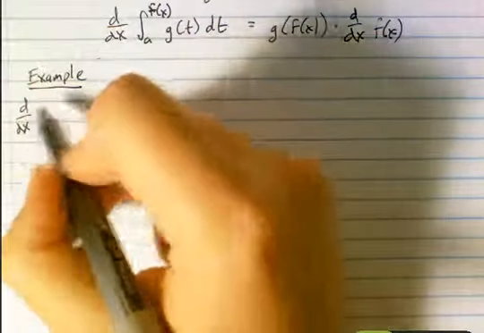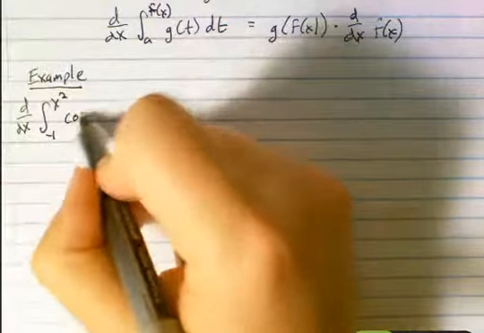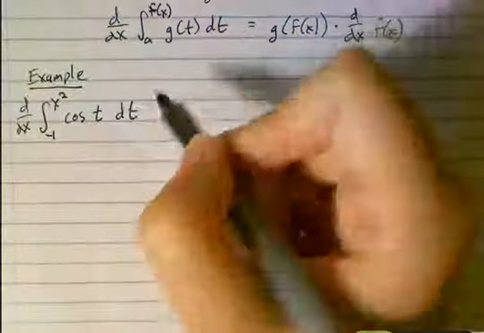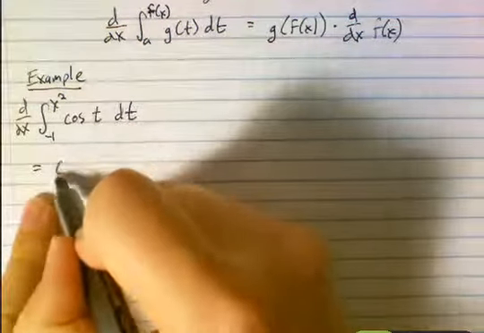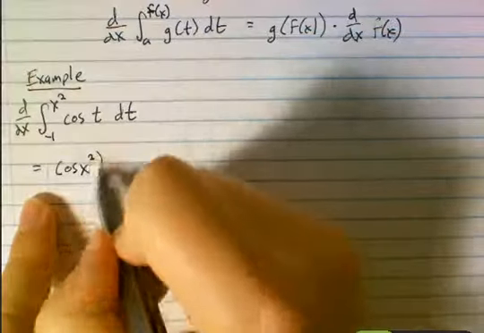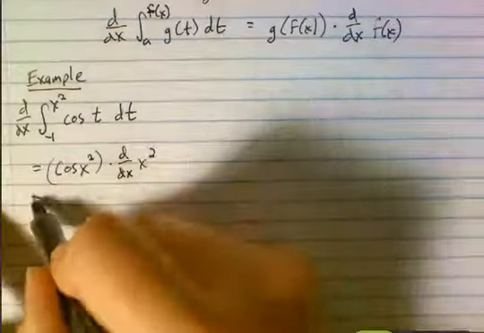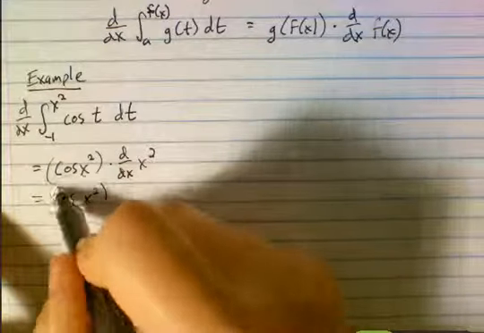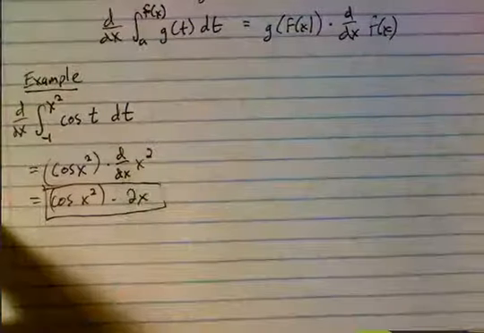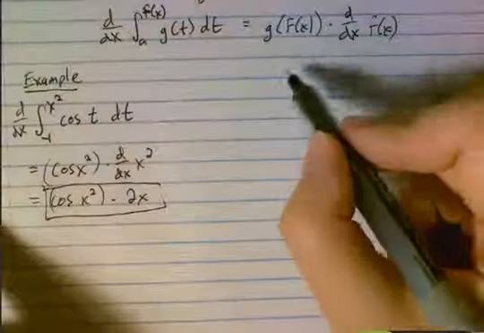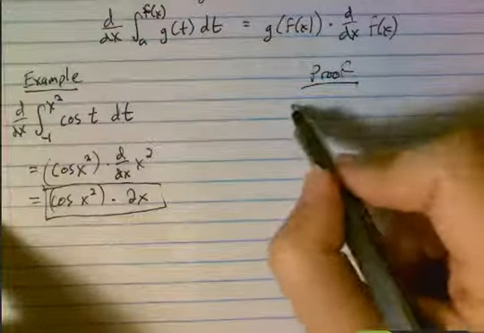Let's say we're taking the derivative of the integral from -1 to x squared of cosine t dt. Just applying this rule, we substitute the variable bound in like we were doing earlier. Then we multiply that whole thing times the derivative of x squared, giving us cosine of x squared times 2x. Let's show why that's the case over here. Let's do it all out by hand.